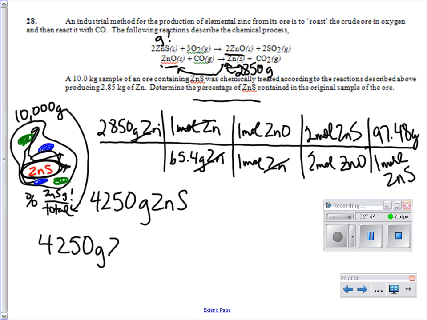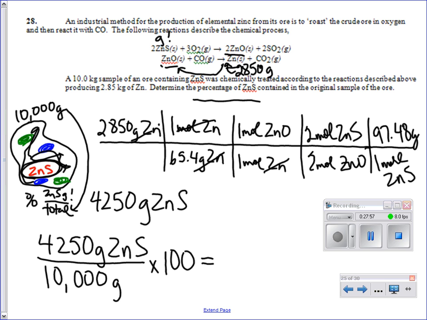All right, determine the percentage, part over whole: 4250 grams of ZnS divided by my 10,000 total grams of ore times 100. What is the percentage of ZnS? It's going to look like it's close to half. 42.5% ZnS. The ore is 42.5% ZnS. That's not too bad. As long as you realize that relationship between those equations and the mole bridging that can happen, it makes it a pretty reasonable problem.